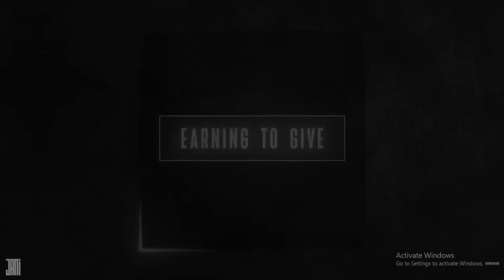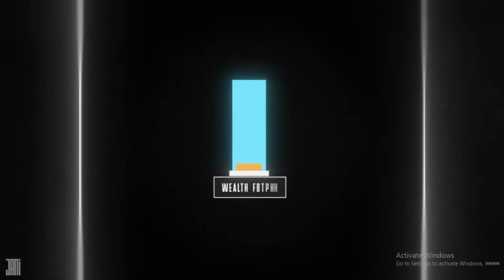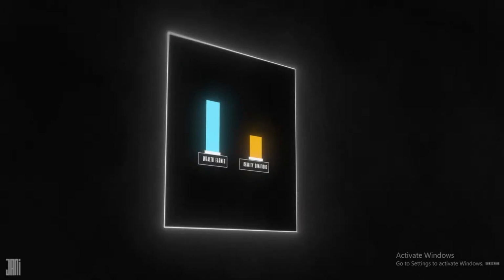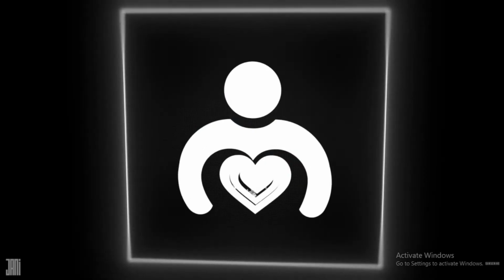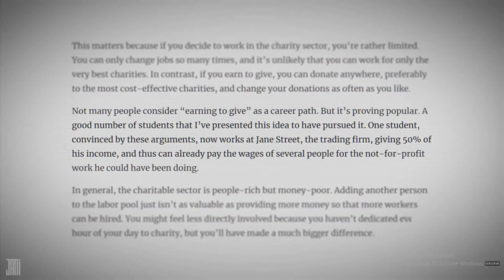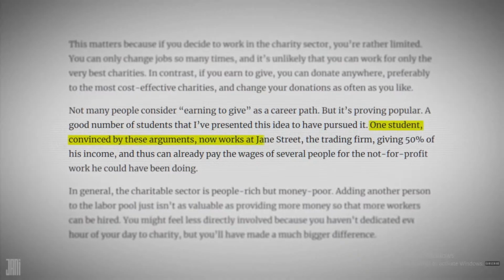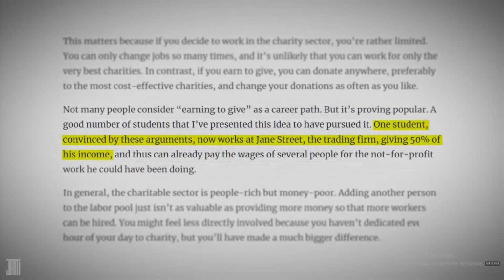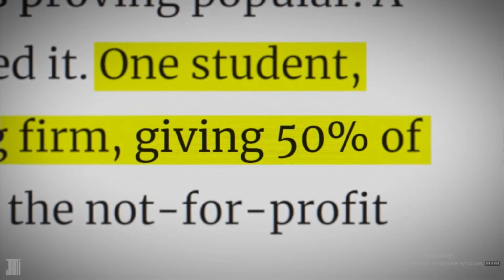What it boiled down to, in its simplest form, was figuring out how to make the world a better place using the most evidence-based approach. One strategy was known as earning to give, which meant maximizing your own wealth so that you could give away more to charitable causes, or, as others might put it, get filthy rich for charity's sake. He described a student who had been convinced by the philosophy and now works in finance at a trading firm called Jane Street, giving away 50% of his income to charitable causes.